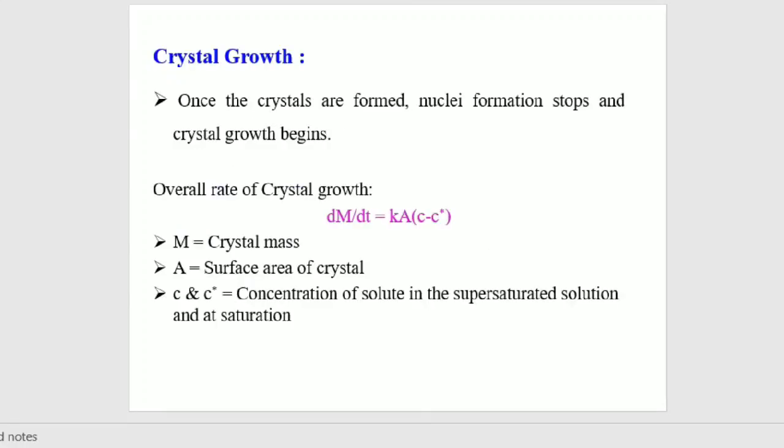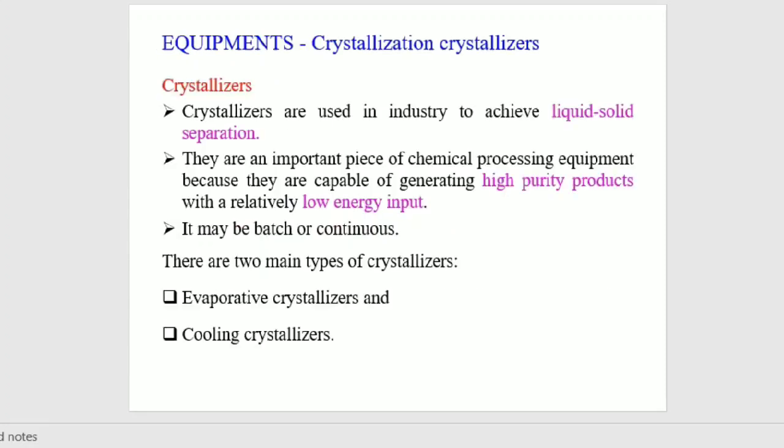Next, crystal growth. Once the crystals are formed, nucleus formation stops and crystal growth begins. It can be described by one equation, dm by dt is equal to k into a into c minus c star, where m is the crystal mass, a is the surface area of the crystal, and c and c star are the concentrations of solute in the supersaturated solution and the saturated solution.